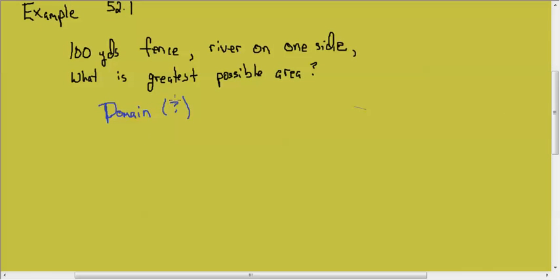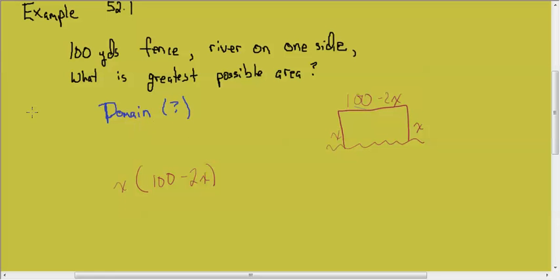Okay, 100 yards of fence, river on one side. What's the greatest possible area? Okay, so let's think about this. 100 yards of fence, river on one side. So here's my river, here's my fence. I'm just going to call this x. So if this is x, this is also x. What's this? It's 100 minus 2x. So what's the area of that? It's x times 100 minus 2x.